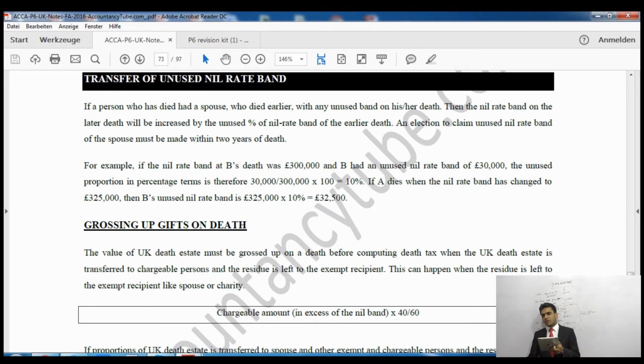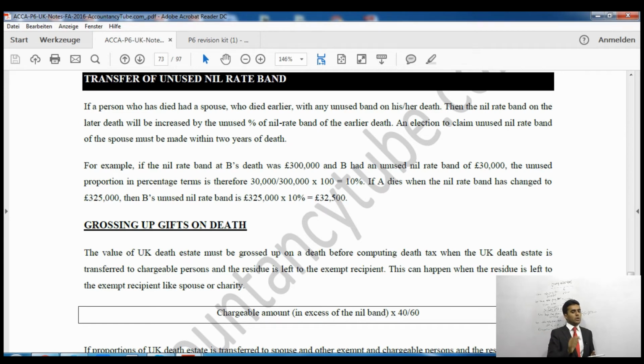Now I'll just say that Mr. and Mrs. So if Mr. died earlier and he had £300,000 worth of nil rate band, but he only used £200,000, so £100,000 still remained. So we'll take how much this £100,000 is of the total nil rate band. Whatever the percentage is, we'll have to take that.